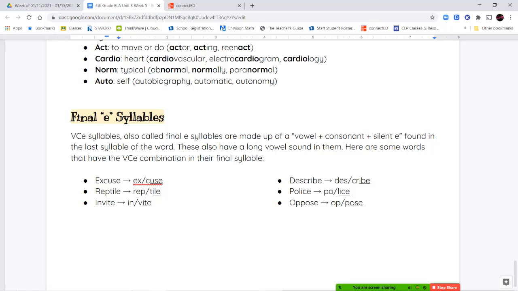Reptile, same thing. Rep is your first syllable and tile is your second syllable. You're hearing the I in tile, vowel, consonant, E. Invite, describe, police, oppose. All of these, you're hearing a long vowel sound in that final syllable that has that vowel, consonant, silent E, that VCE syllable in it.